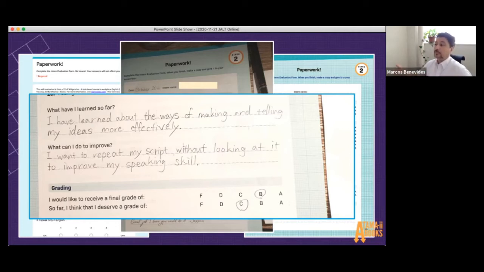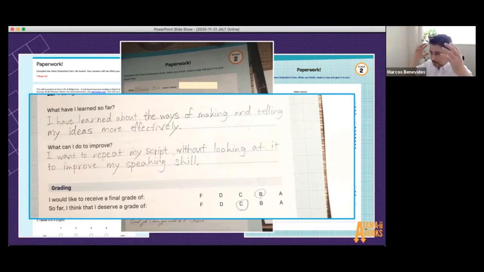He has learned how to tell their ideas more effectively. He's just done a product pitch, of course. And he is already thinking about, next time I want to repeat it without looking at the script so much, to improve his speaking skill. And they're also encouraged to give themselves a grade, what they think they deserve at this point, as well as what they would like to get at the end of class.